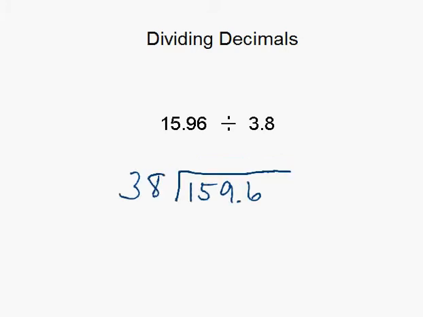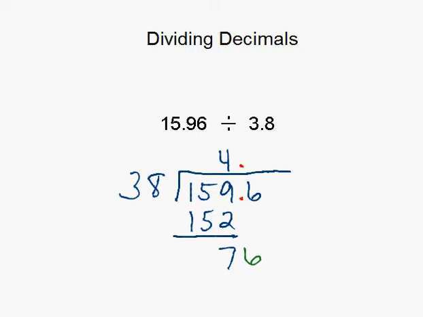And now we have 159.6 divided by 38. The next step is to place a decimal point right above the decimal point on the inside. And now we're ready to begin. 38 goes into 159 4 times. And 38 times 4 is 152. So let's subtract. 159 minus 152 is 7. And let's bring down that 6 and divide.